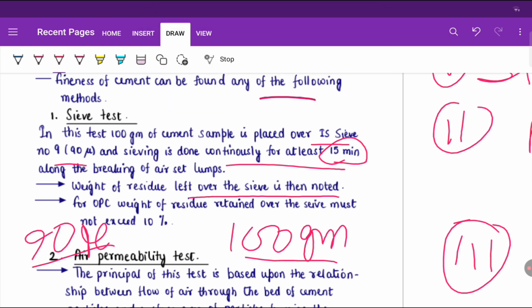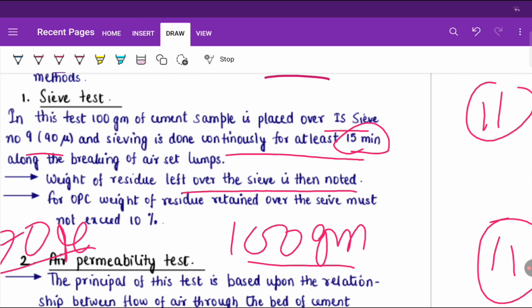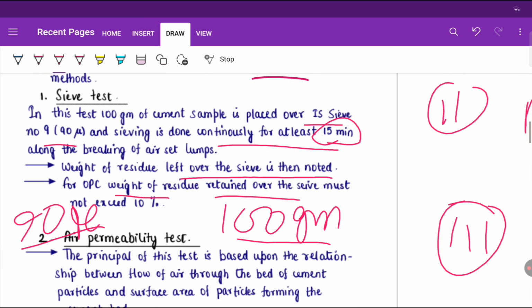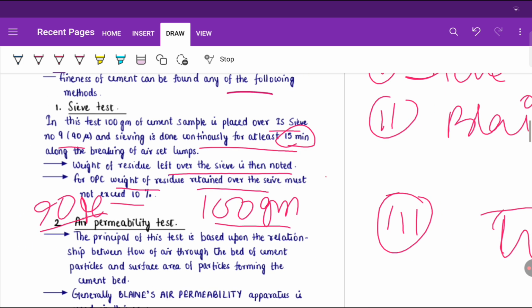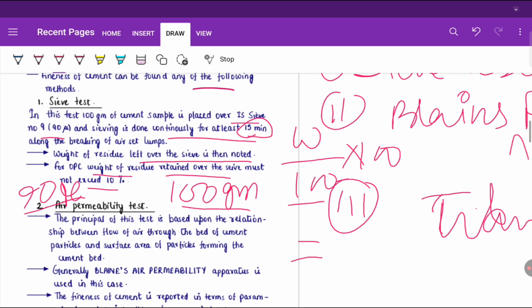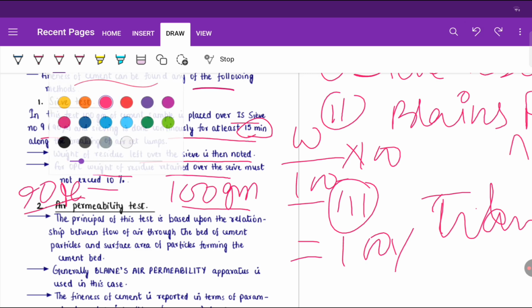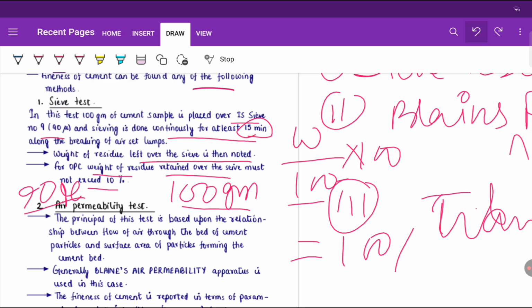Okay, then what do we do? We find the percentage. For OPC, the weight retained over the sieve must not exceed 10%. So weight retained upon 100 gram, right? Total amount of cement was 100 gram, and weight retained into 100, what do we get? We get the percentage, right? So this percentage should not be more than 10% for OPC, right?